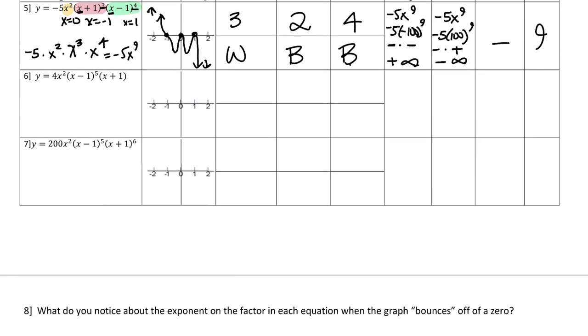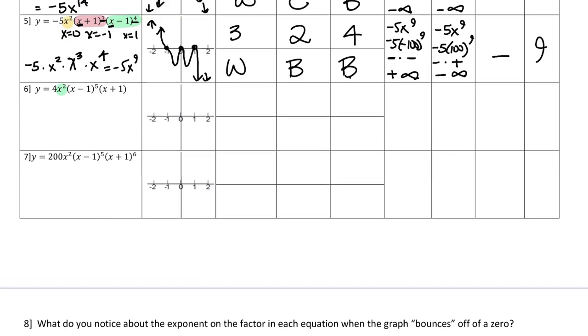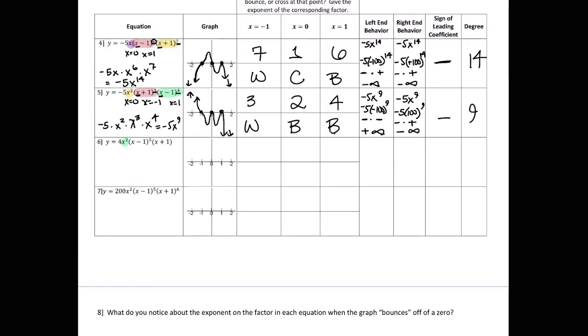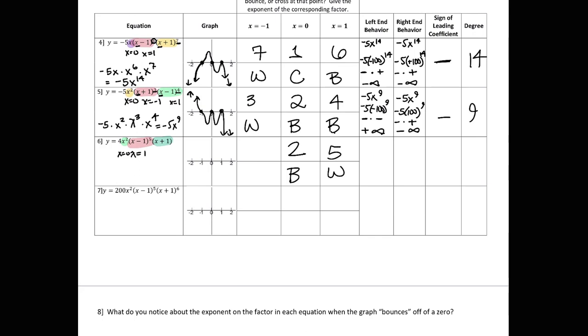Here's our x squared factor that goes with x equals 0. Okay, so the multiplicity on x equals 0 is 2, which is going to correspond to a bounce. The multiplicity on x equals 1 is going to be a 5, and that's going to be a wiggle. The multiplicity on x plus 1 is 1. So the 0, x equals negative 1, has multiplicity 1, and that's going to be a cross.